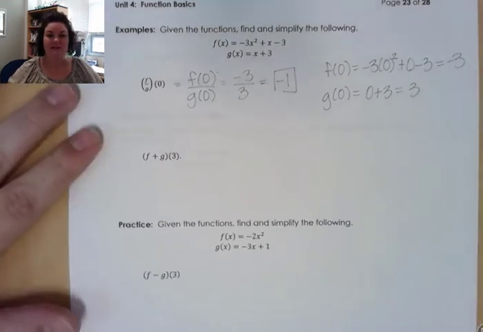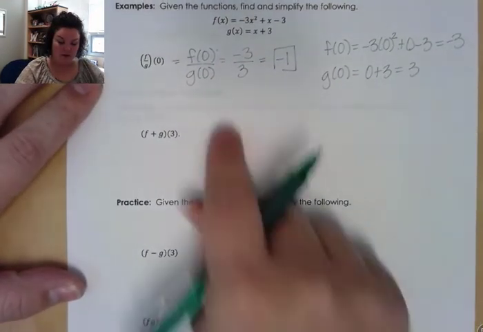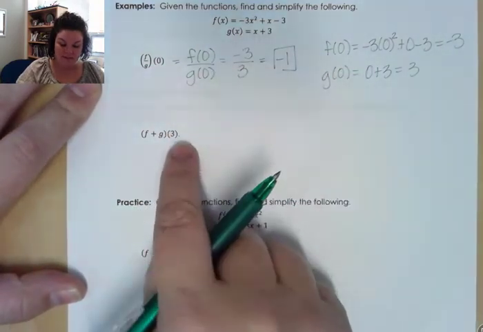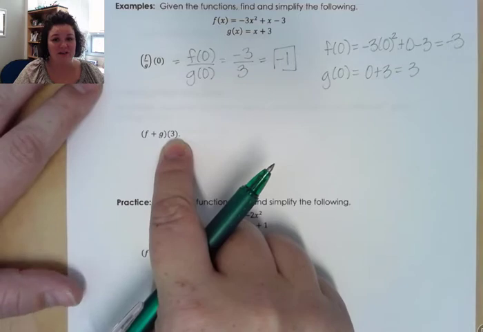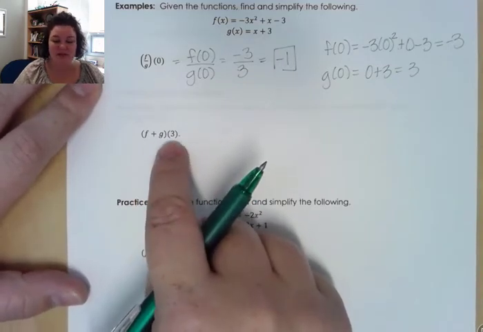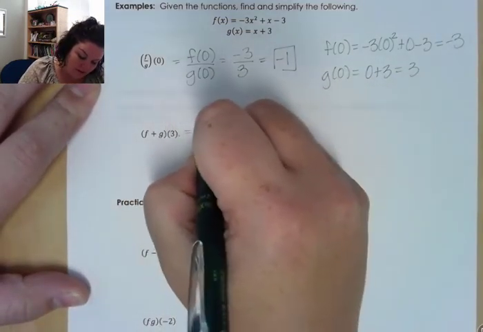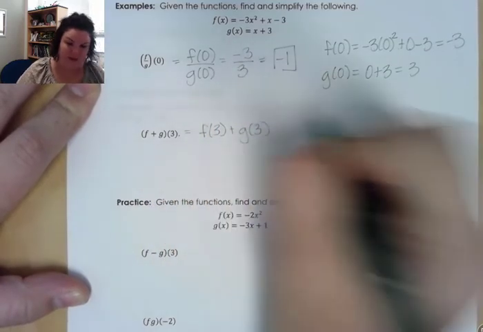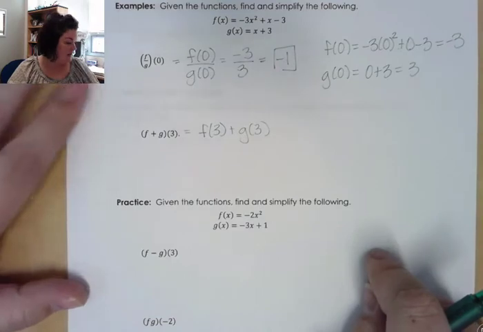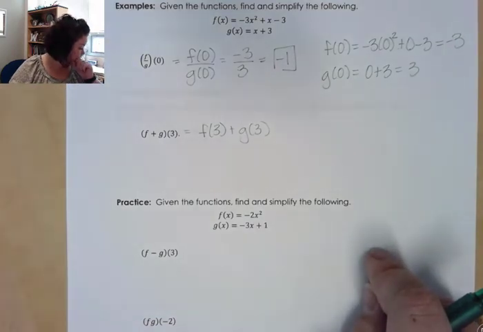So this one is an addition function using the same functions that we have up here. Okay, because we don't have an x here, we don't actually have to come up with the new function. We can just evaluate each function individually. So I'm going to solve this by doing f of 3 plus g of 3. Okay, and we're going to go ahead and plug these in.